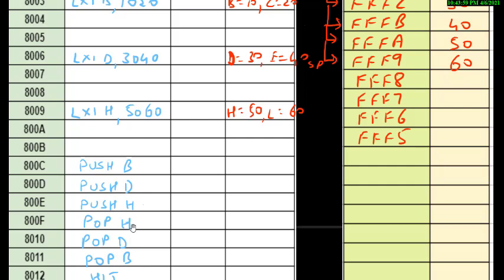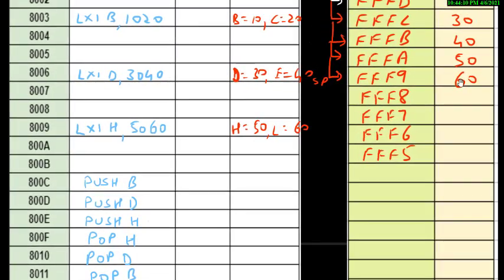So now what happens with pop H? When instruction pop H is executed, the content of the stack pointer location, which is 60, gets stored in register L. Suppose this gets stored in L, and the stack pointer is incremented, and the next content is stored in H, and the stack pointer is incremented again. The stack pointer was previously at this point. Now because of the push and pop instructions, the stack pointer comes to this point.